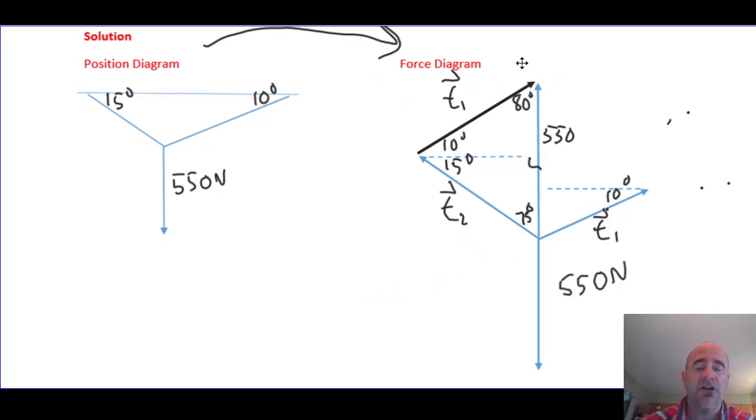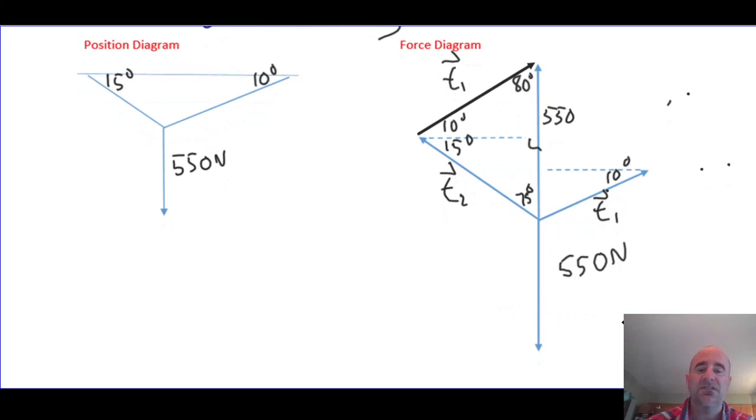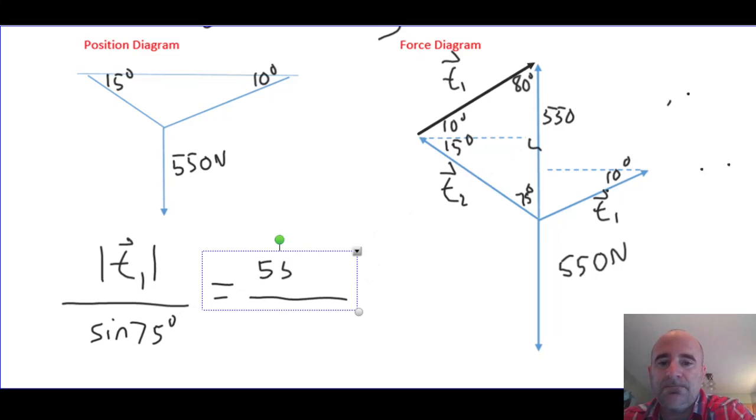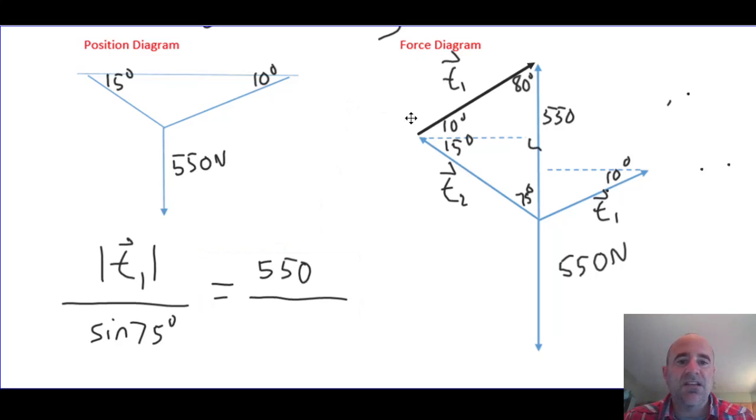Look at the triangle on the left. Okay, we've got all the angles, we've got one of the sides. We can use the sine law to come up with the answer to this question. So the magnitude of T1 divided by the sine of 75 degrees must be equal to 550 divided by the sine of the opposite angle, 25 degrees.